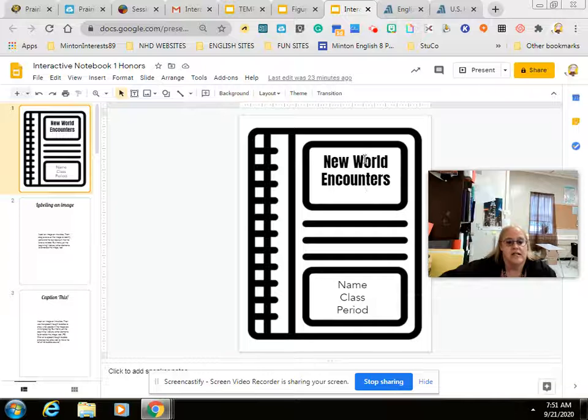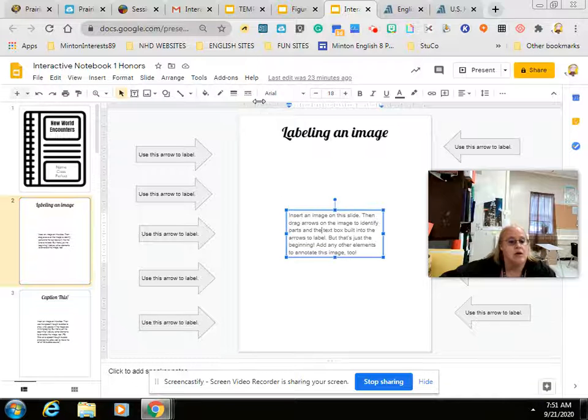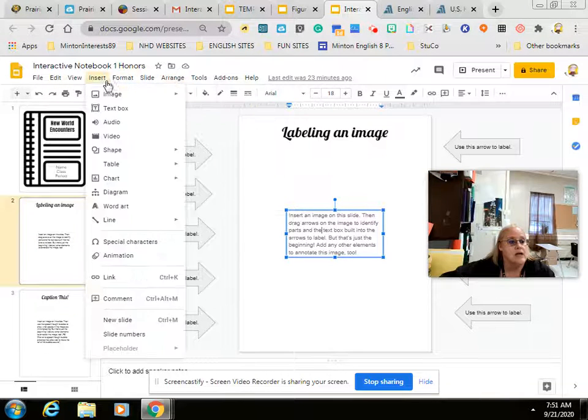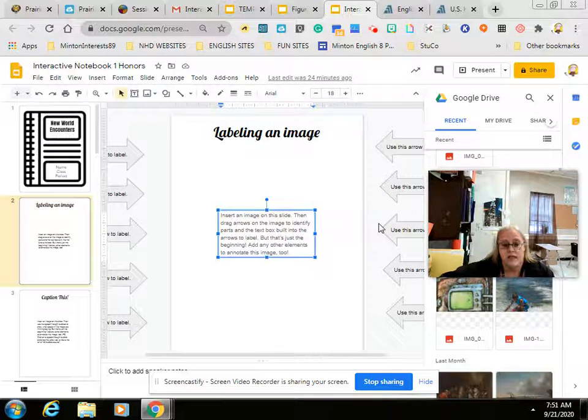And so what I've done is you've got this template, and I've got New World Encounters here. You're going to put your name, honors, period, whatever. And then if you look down, some of these slides are things we're not going to use, and some of them will be things that we will use. So here on this labeling an image, I am probably going to insert, and I will do that right now, a picture of the United States, because I think that's going to be important for us to have on here, and you'll have it more than once.